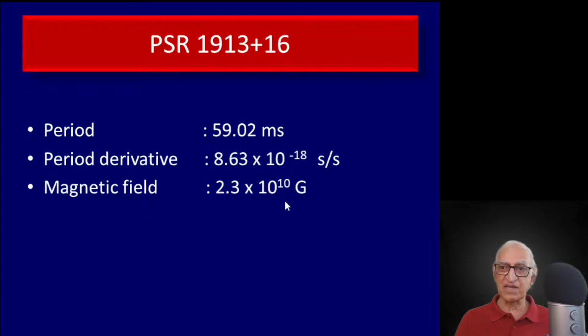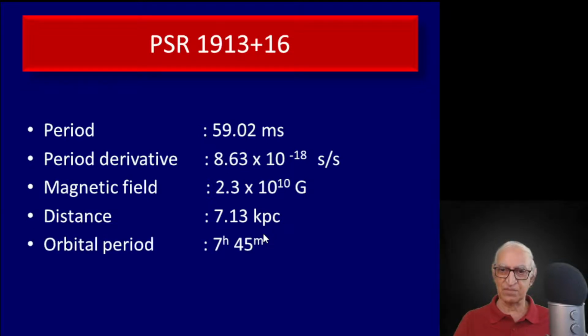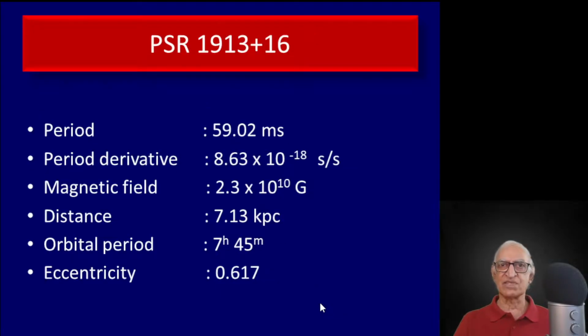The magnetic field is very, very low. It's only 10 to the power 10 Gauss. The magnetic field of the Crab pulsar was 5 times 10 to the power 12 Gauss. Most of them have magnetic fields of the order of 10 to the power 13 Gauss. The distance of the pulsar from us is about 7,000 parsecs. The orbital period is 7 hours 45 minutes, and the eccentricity is 0.6. Now, that was in 1974, and the Nobel Prize was given in 1993. And the reason why the Nobel Prize was given, I shall explain in a few minutes.